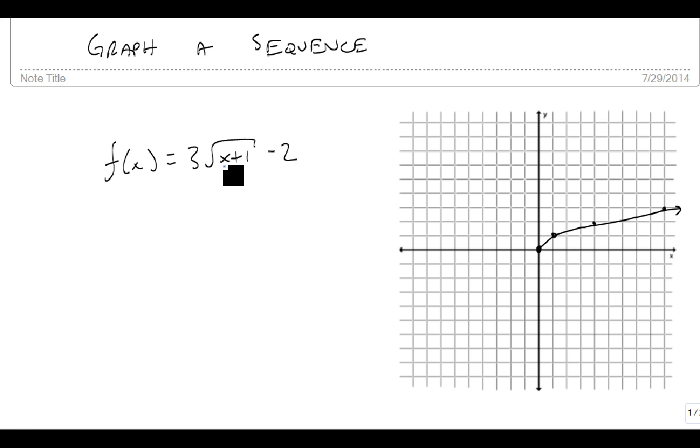So we start with a horizontal shift, which is right here. And it's a plus 1, which means it's actually a minus 1. So every point that I've got is going to go 1 unit to the left because it's got to change its sign.